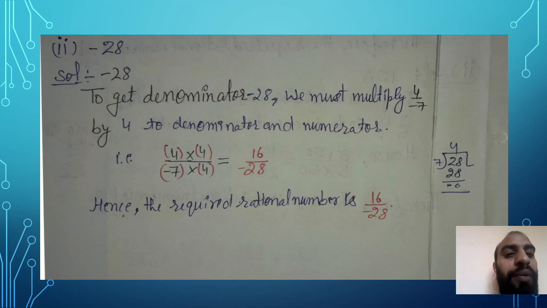Then you can see 4 into 4 upon minus 7 into 4. 4 4s are 16, 7 4s are 28. Now in the answer it is minus 28. Hence the required rational number is 16 upon minus 28.